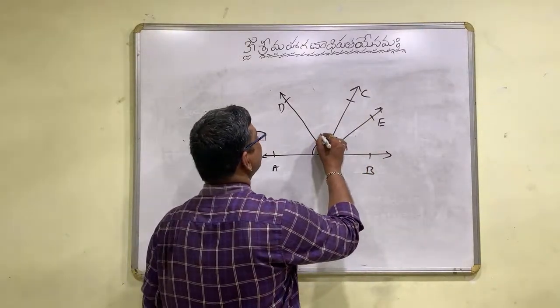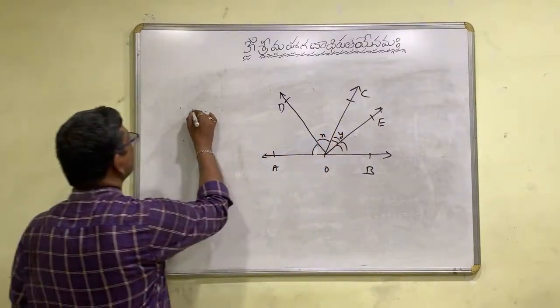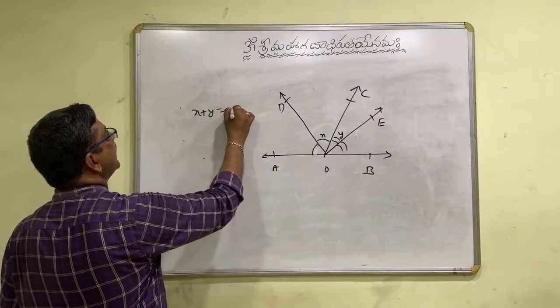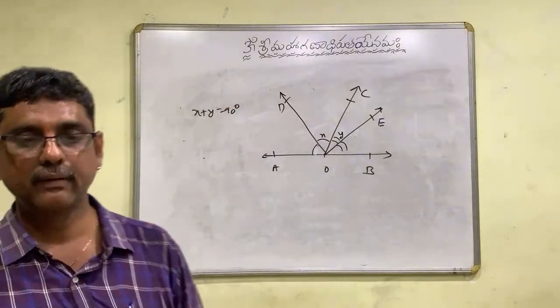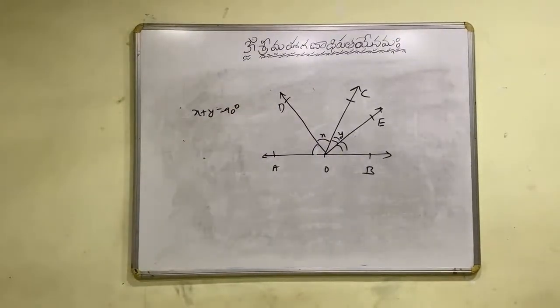You need to prove that this angle plus this angle is 90. We need to prove x plus y is 90. How to do it? OD is the bisector of angle AOC, and OE is the bisector of angle BOC. Then what is the measure of x plus y? We need to prove that x plus y is 90.